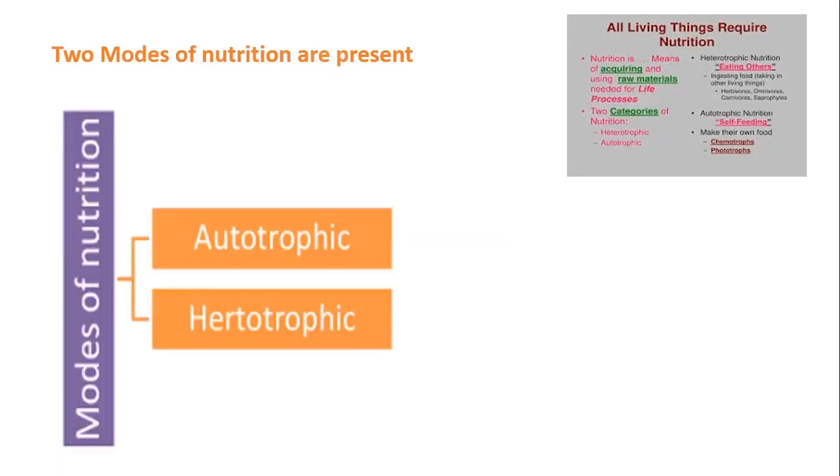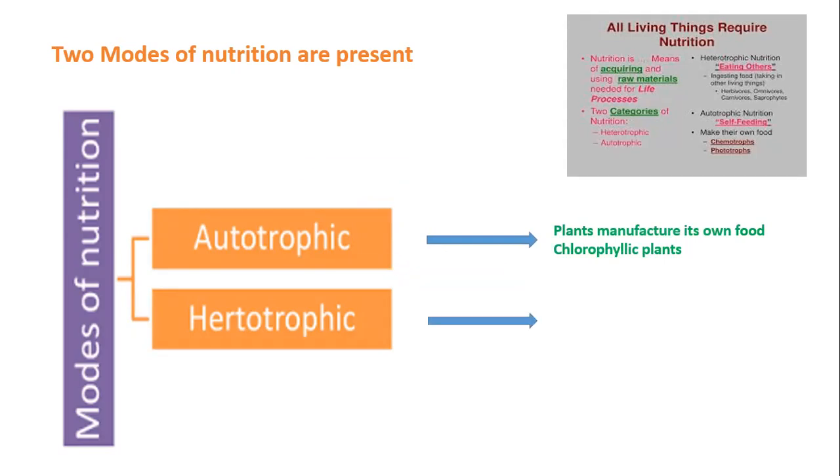Modes of nutrition: autotrophic. This is for chlorophyllic plants. The plant manufactures its own food. This is the case of chlorophyllic plants. And heterotrophic: plants take their nutritive needs from other sources. It depends on others, so it eats others.